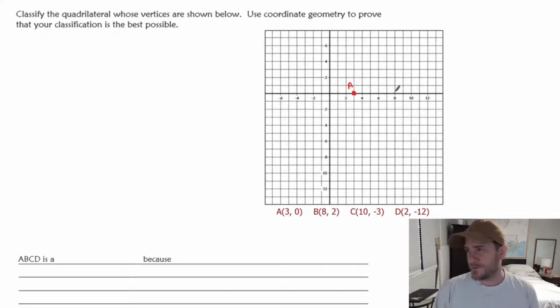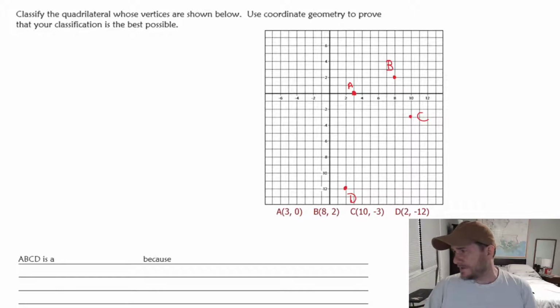Then 8, 2 means go over to 8 and up 2. So that's B. Then C is 10, negative 3, so go 10 to the right, but 3 down. So that's C. Then D is at 2, negative 12, so it's way down here. That's point D.